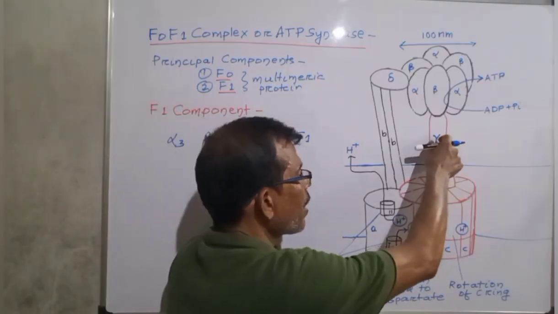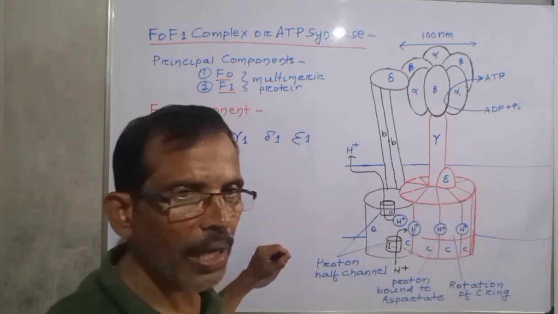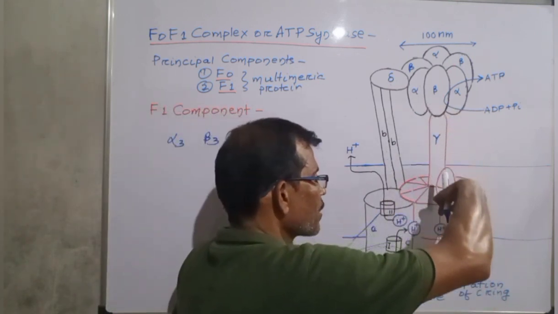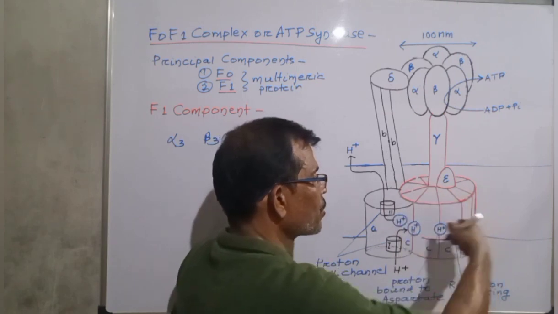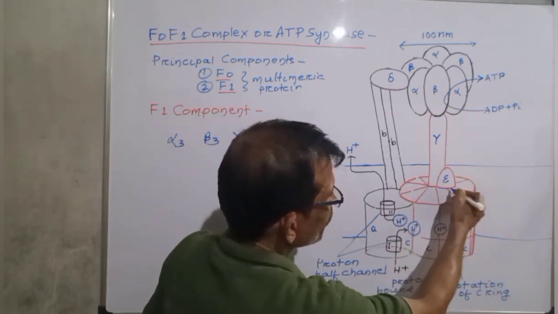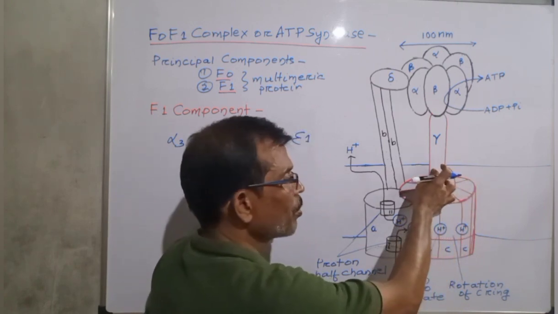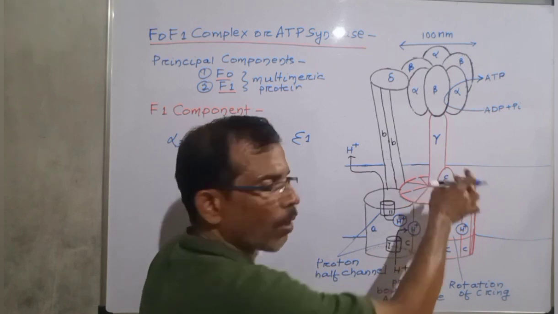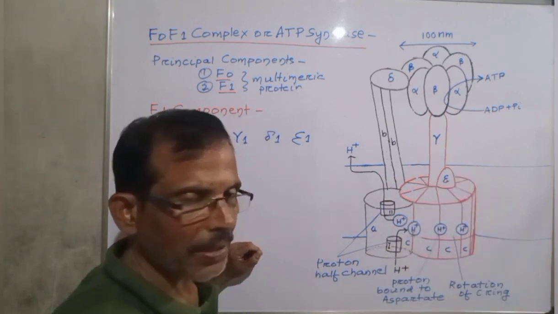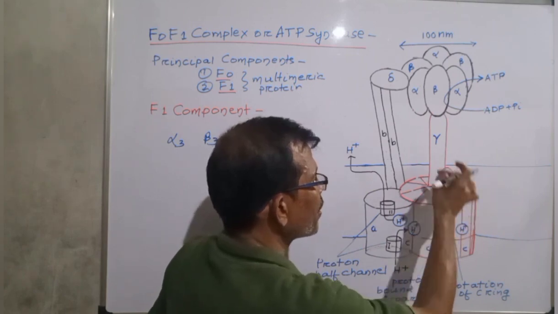The lower part of the F1 gamma subunit is a coiled coil that fits into the center of the ring of C subunits. The F1 epsilon subunit is rigidly attached to the gamma subunit and it also makes rigid contacts with several C subunits of the ring.